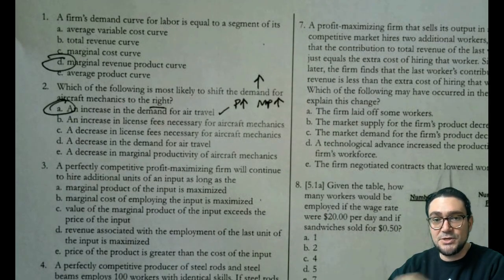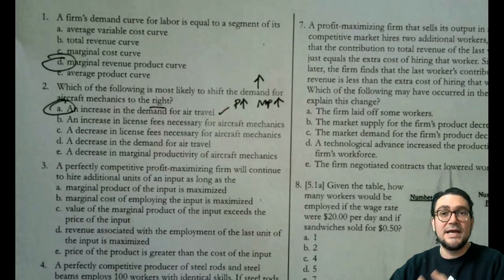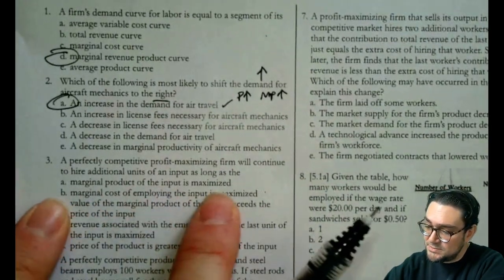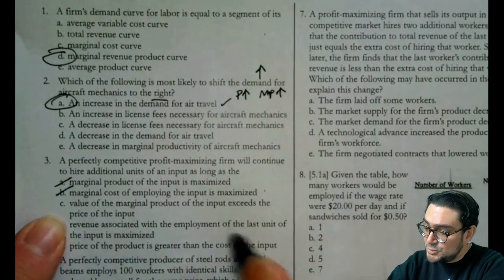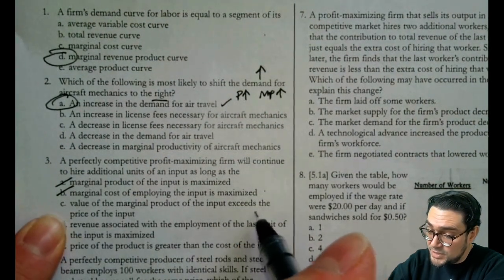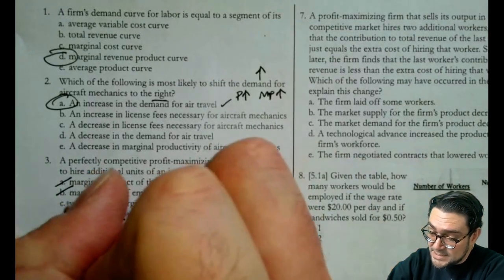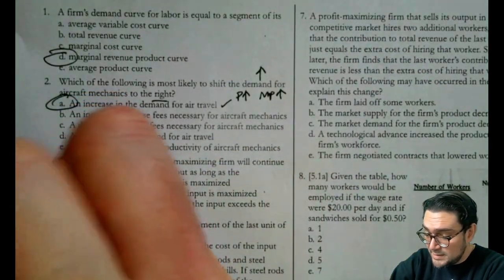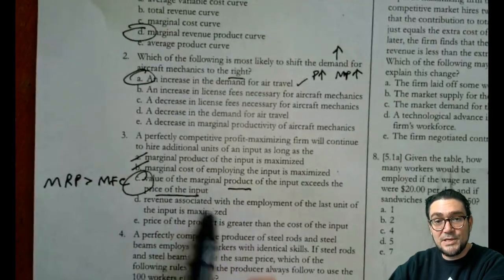So I'm going to look for that answer. The marginal revenue product, the value of what they're producing, is greater than how much it costs to hire them. So marginal product, no, it's not that one. Marginal cost of them, no, that's just MC. Value of the marginal product of the input exceeds the price of the input. That is going to be it. That's going to be our answer because we're comparing MRP is greater than MFC. That's what it's saying. MRP is bigger than MFC.